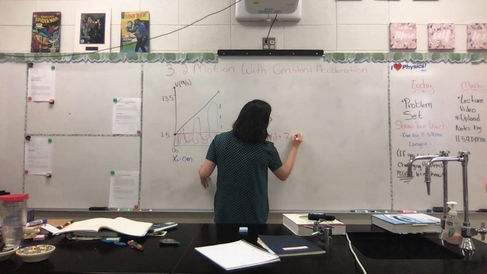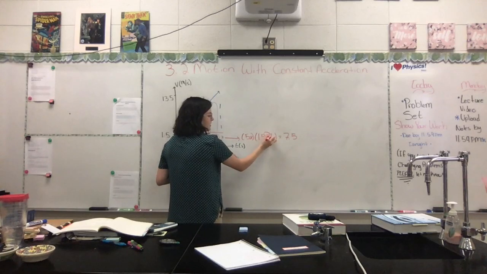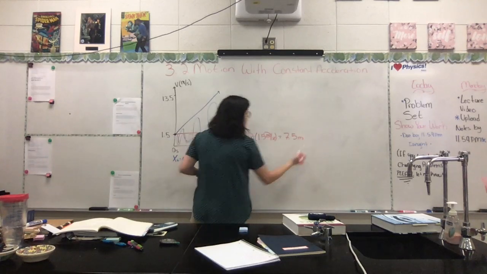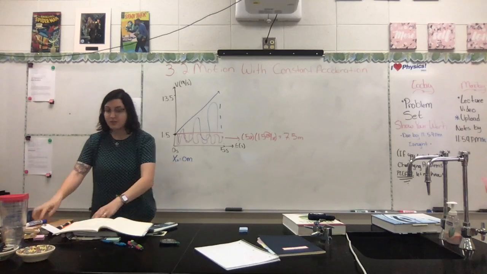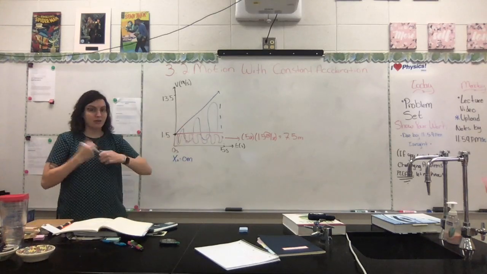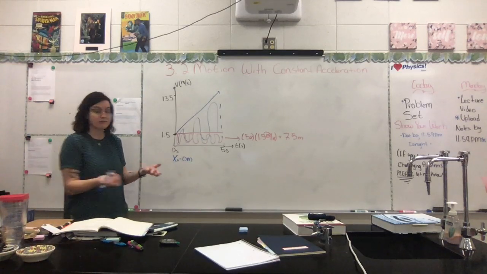Hopefully you get 7.5. And those seconds cancel to leave you with meters. So you should have gotten 7.5 meters for the area of your rectangle. So now we need to look at our triangle. What is the equation for the area of a triangle?